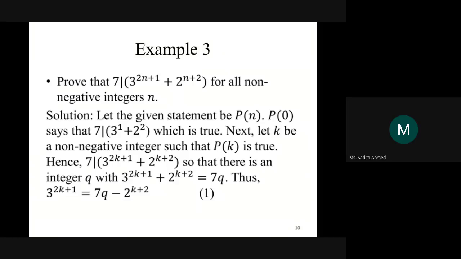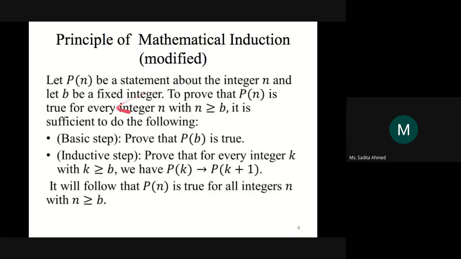No. Remember, in the basic step, we prove that the statement holds true for the lowest possible value, whether it's 1, whether it's 0, whether it's 2, whatever it is. In the basic step, remember, we prove that PB is true, where B is the lowest possible value of n. Okay.